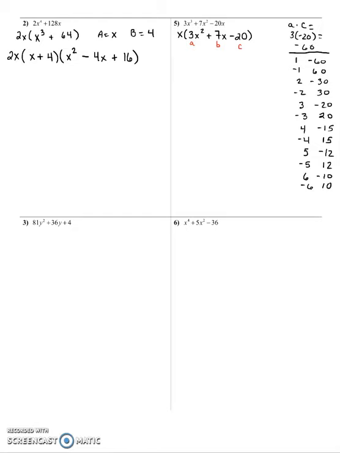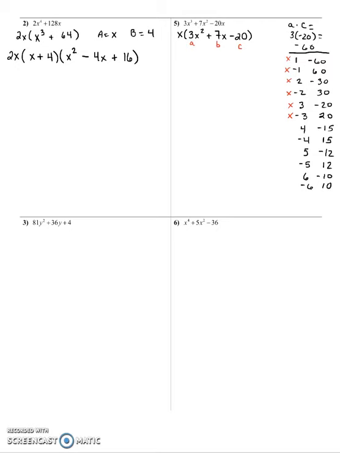So, which one of all those factors adds up to give us positive 7? 1 and negative 60 is negative 59, so no. Negative 1 and positive 60 is positive 59, so no. 2 and negative 30 is negative 28. Negative 2 and 30 is positive 28. 3 and negative 20 is negative 17. Negative 3 and positive 20 is positive 17. Remember, we're looking for a positive 7.